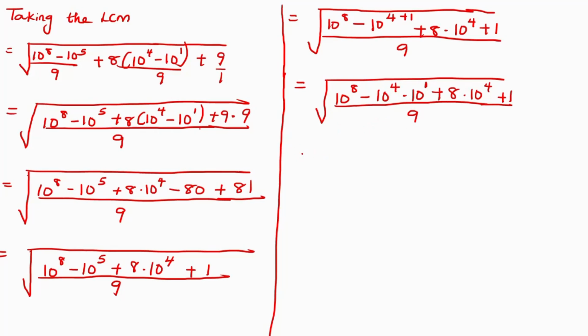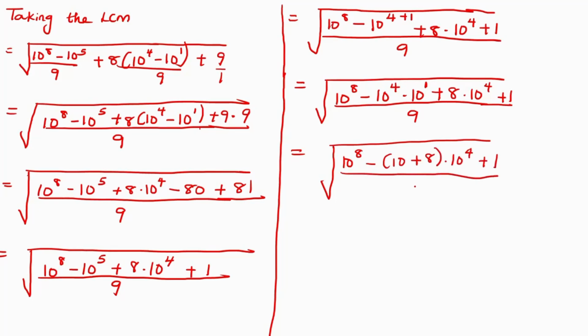this middle part. So we have this to be the square root of 10 raised to the power of 8 minus, now what is common between this and this? We have 10 raised to the power of 4. So what we have left is 10 plus 8 multiply 10 raised to the power of 4 plus 1 all into 9. So we have been able to factor out this middle part.